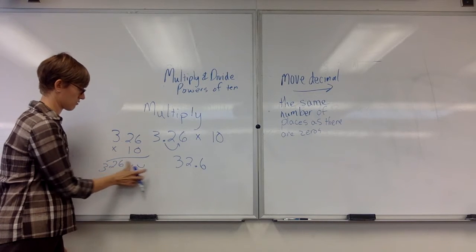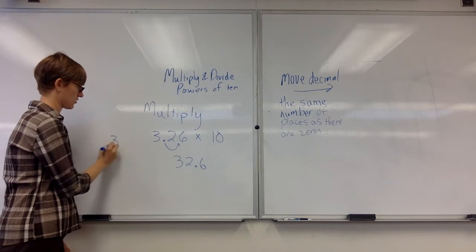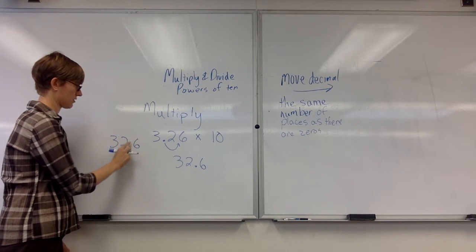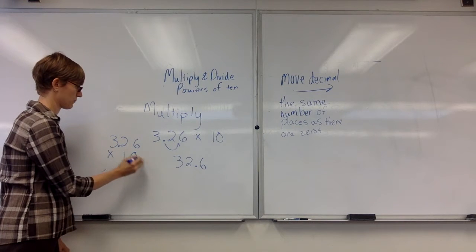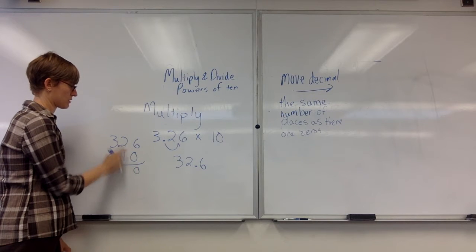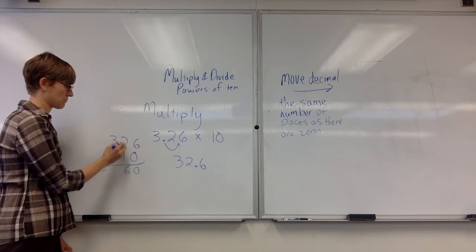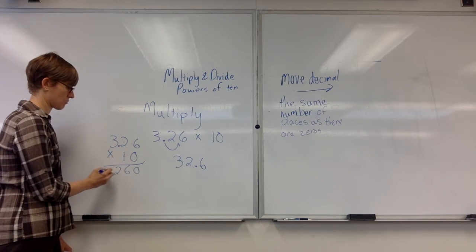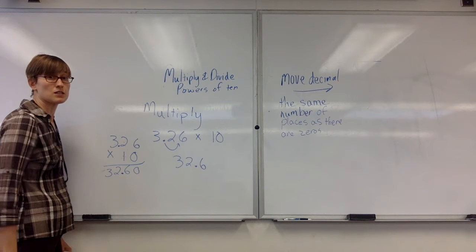Oops, I put one too many zeros. Let me try that again. 3.26 times 10. Here we go. Put a 0, because 0 times 6 is 0, 0 times 2 is 0, 0 times 3 is 0. Now 1 times 6 is 6, 1 times 2 is 2, 1 times 3 is 3. My decimal goes 2 places over, so I'm going to put it between the 2 and the 6.